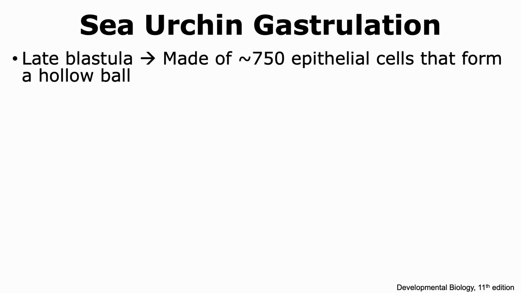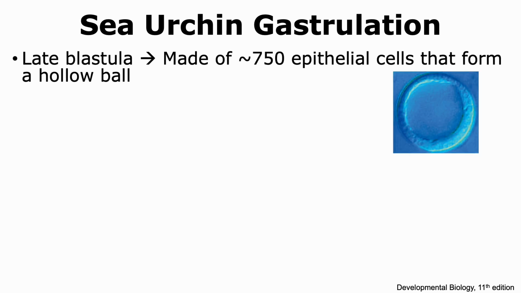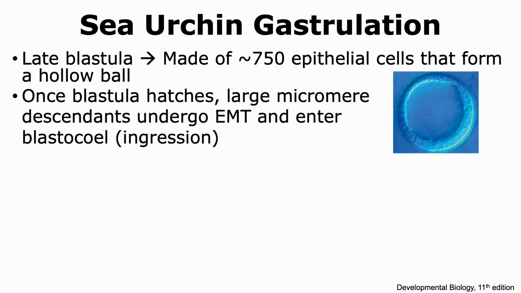Sea urchin gastrulation occurs after the blastula is formed. Now we saw before that the late blastula is basically like a hollow ball. It is made up of about 750 epithelial cells that are in the periphery. And so in the center, there are no cells there, and that is where we have the blastocele.